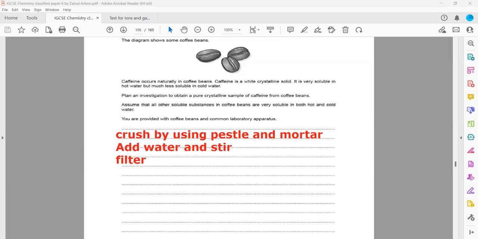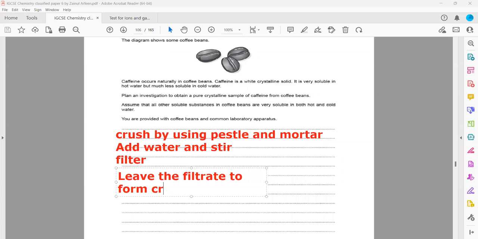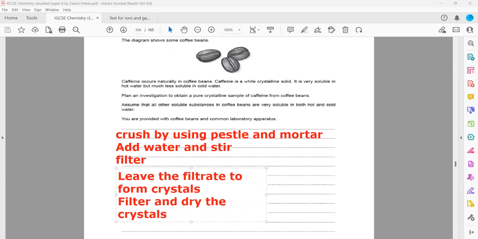Then we will heat the solution, leave the solution for crystals of caffeine to form, and then filter again. And then we will filter and dry the crystals. We can heat the filtrate.